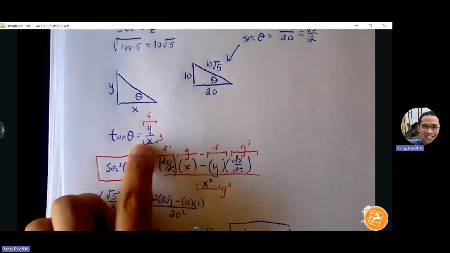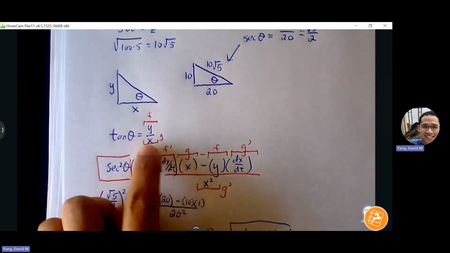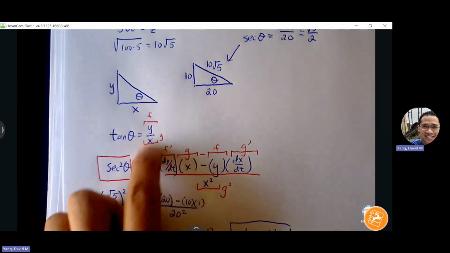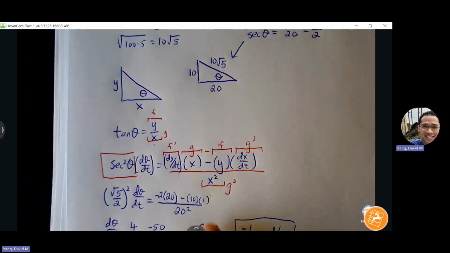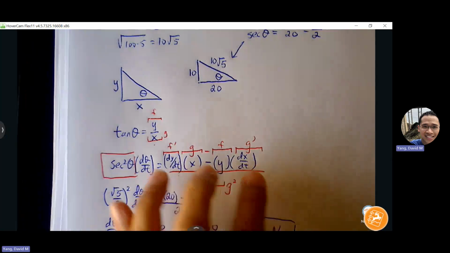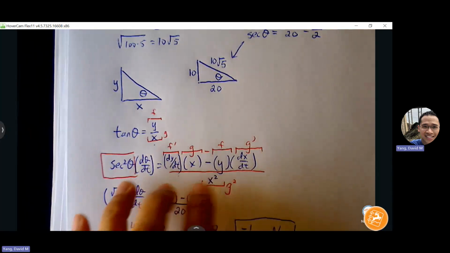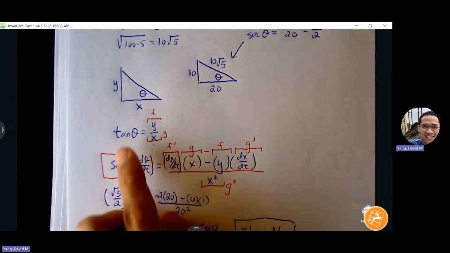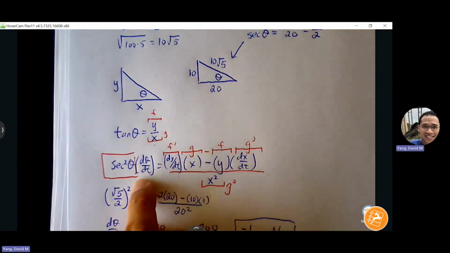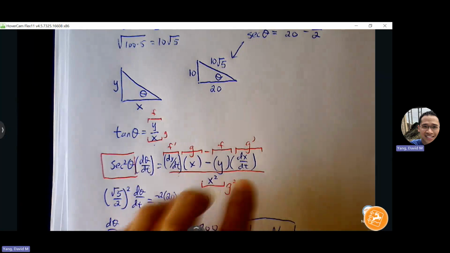So tangent theta equals y/x because of the variables here. We can't just do power rule. We are forced into quotient rule here. So we go f prime g minus f g prime all over g squared. Remember that every time you find the derivative of a variable, a bunch of d over dt's will show up because we're doing related rates. d theta dt shows up. That's the variable that we're looking for.